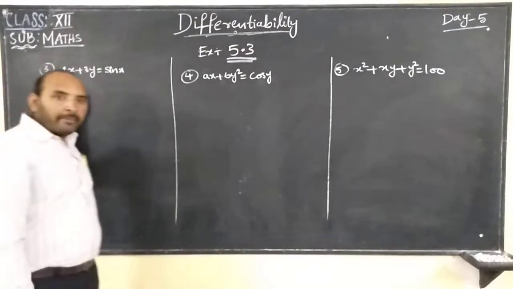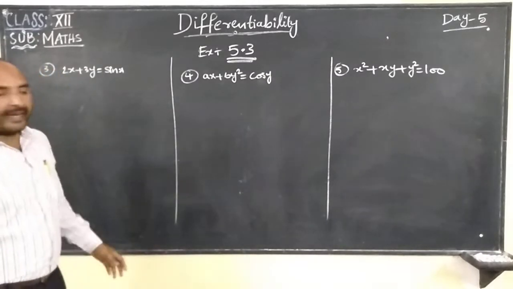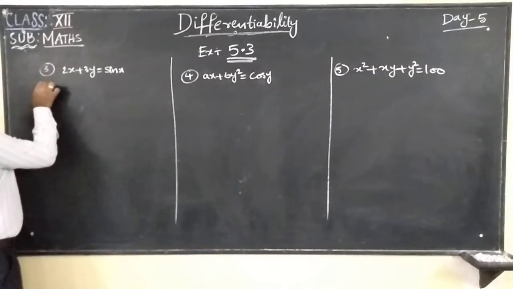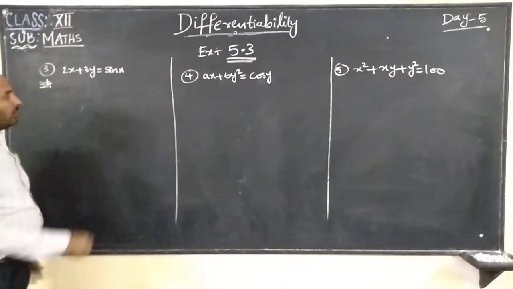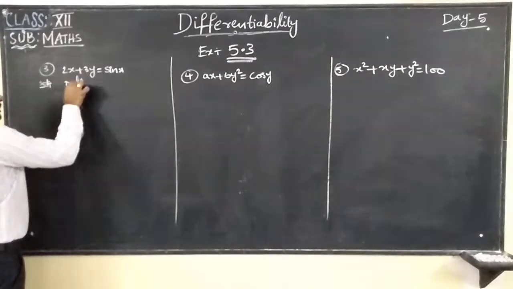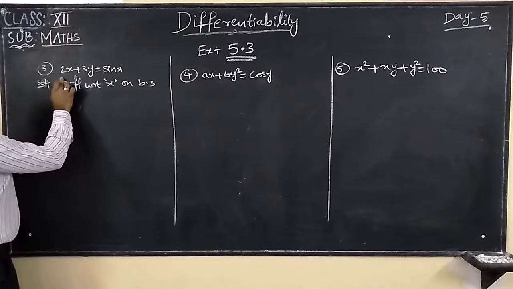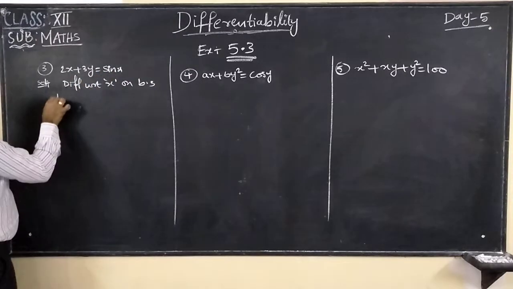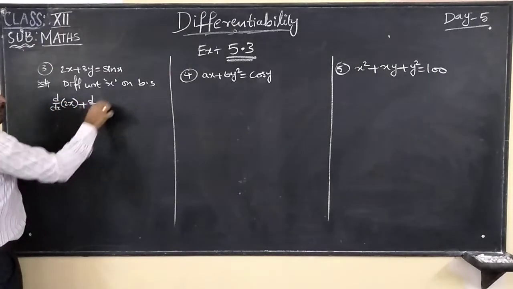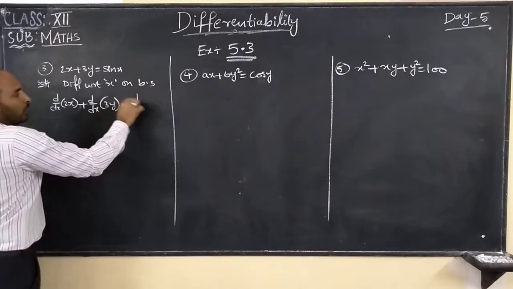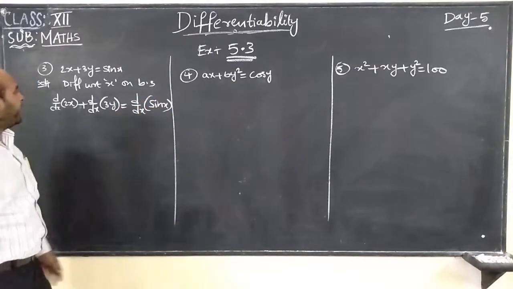Now coming to problem number 3: 2x plus 3y is equal to sin x. Find dy by dx. Before that, apply differentiation with respect to x on both sides. So apply the derivative to each and every term. d by dx of 2x plus d by dx of 3y, which is equal to d by dx of sin x.